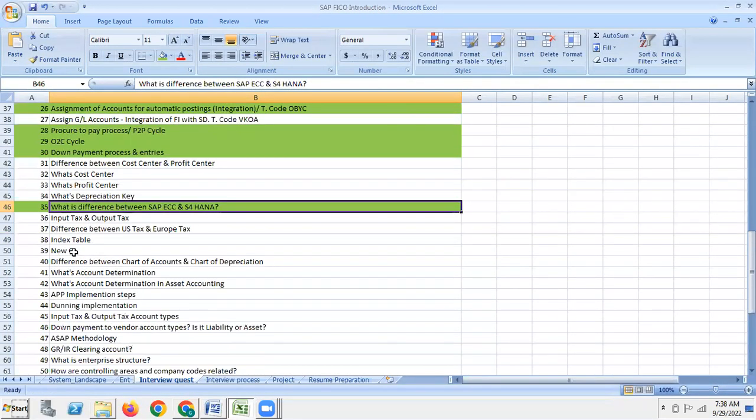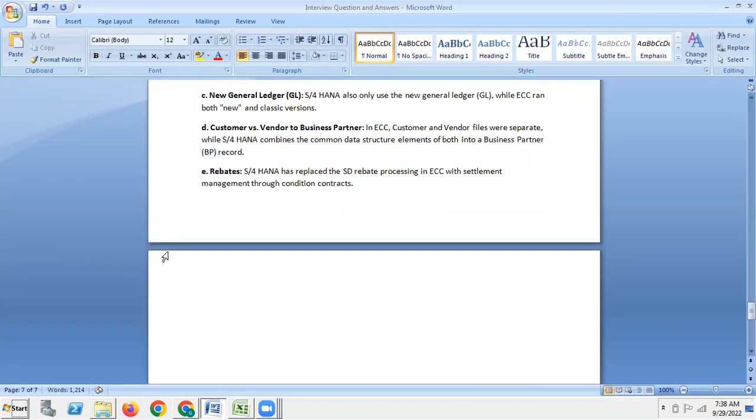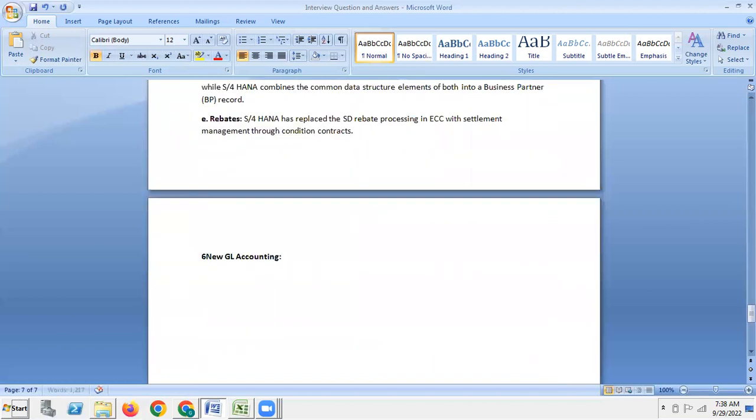So this one completed. Next, new GL accounting. Here, the advantages, the objectives, parallel accounting system, profit center and segment reporting.